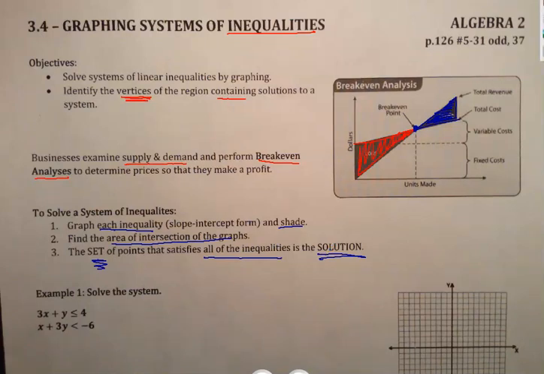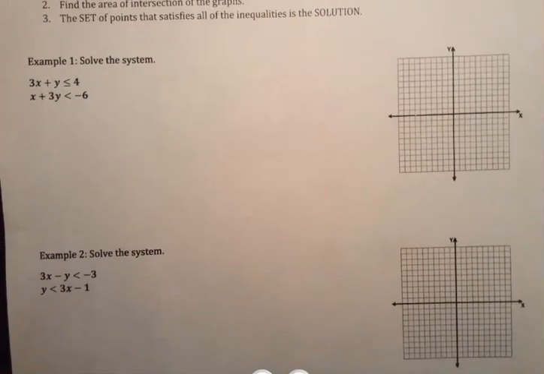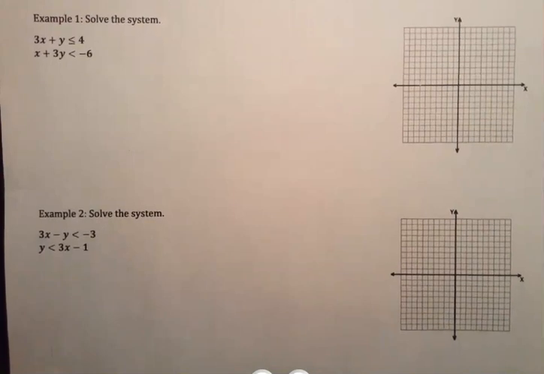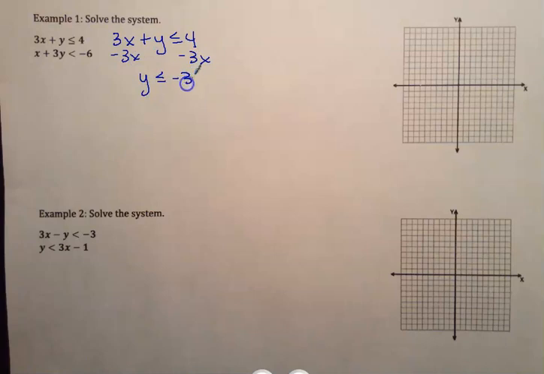Let me clear this off and let's start looking at example 1 to solve the system. Again, we're solving by graphing these. We have 3x plus y is less than or equal to 4, and we're going to put it in slope-intercept form. I'm going to subtract 3x, so y is less than or equal to negative 3x plus 4. That's the equation we're going to graph.